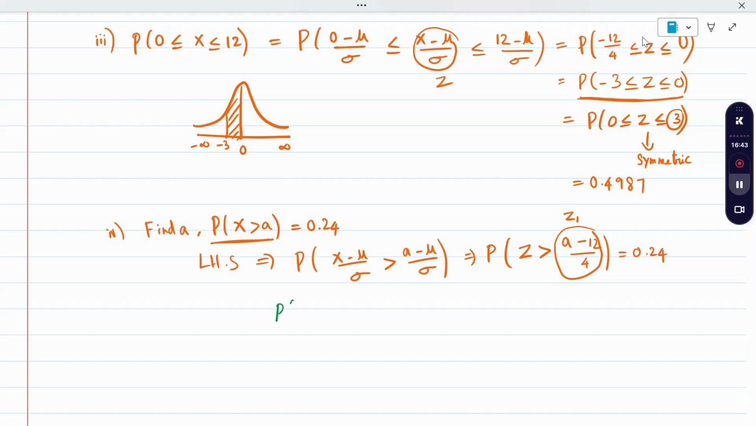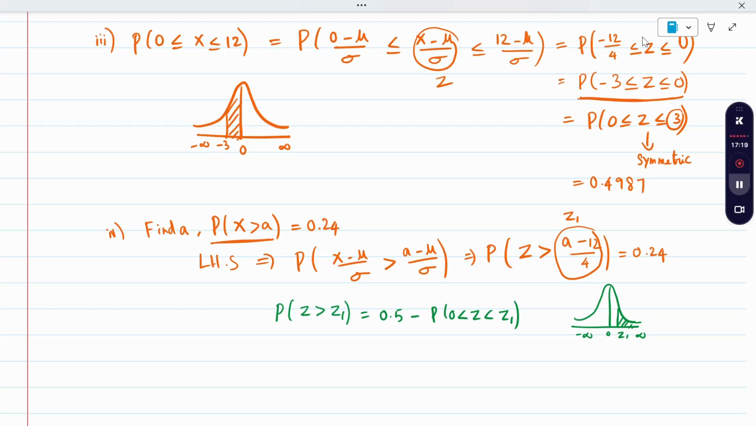Now I will draw a diagram. Z greater than Z1. It's greater than Z1 means the diagram will be this. Correct? So now how do I have to write? It's nothing but 0.5 minus probability of 0 is less than Z is less than Z1. I can write it this way. Okay, so now I have written like this.